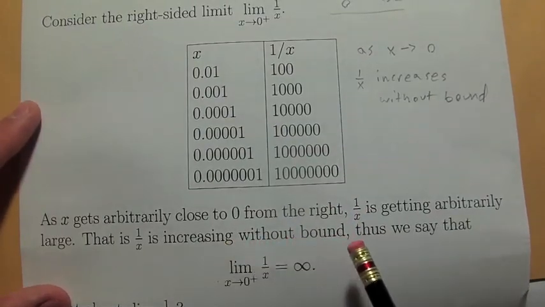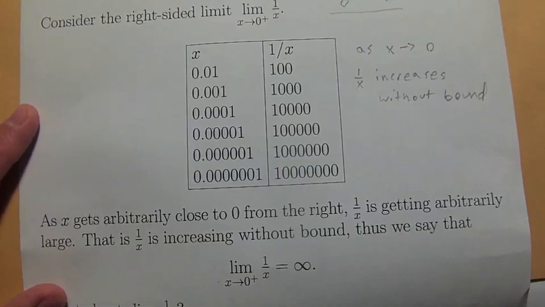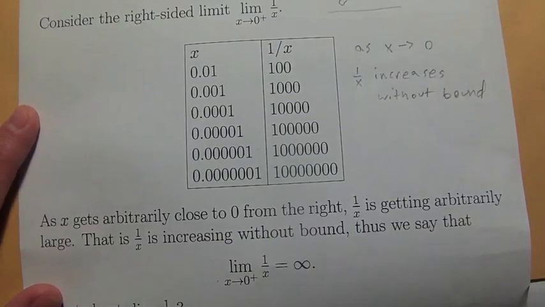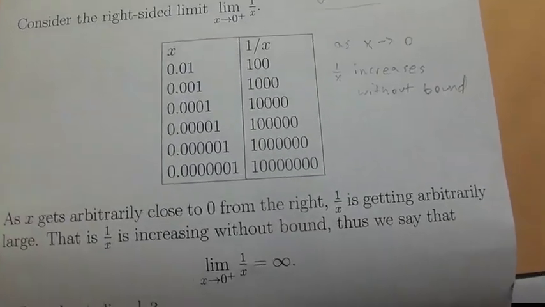So, what we say is that in that case, the limit as x goes to 0 from the right of 1 over x is infinity. Okay? Basically, it's increasing without bound. That's what infinity means. Okay?